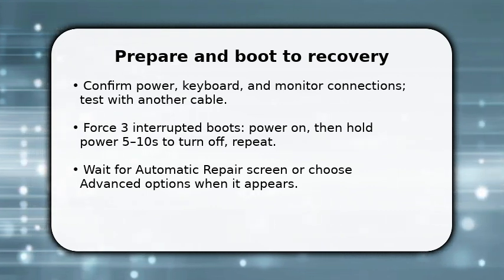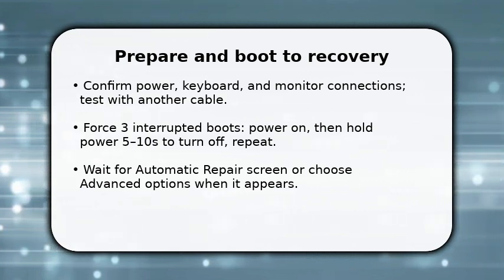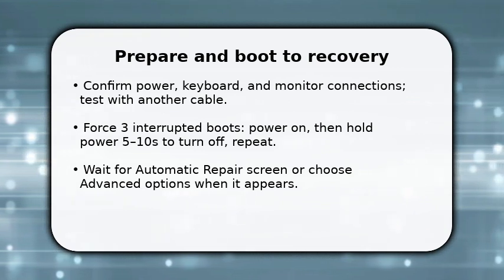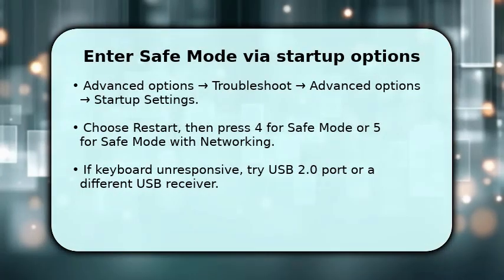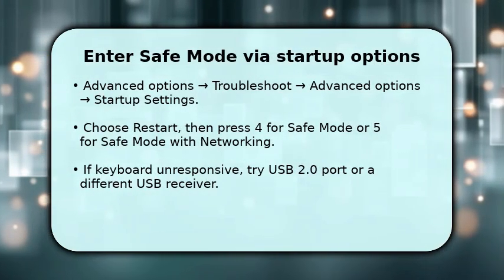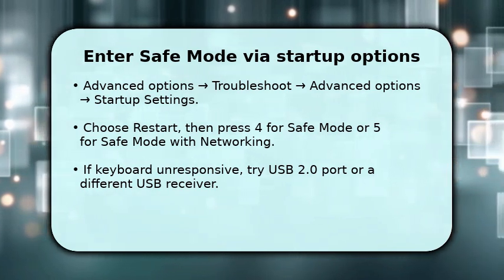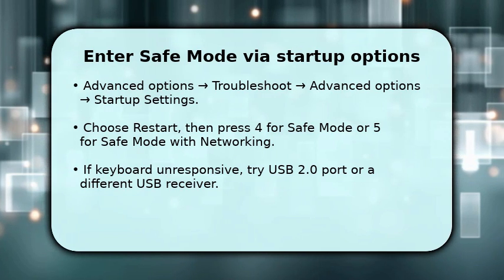When you see automatic repair or preparing automatic repair, select advanced options. You're initiating a safe environment, so Windows can adjust boot settings without relying on the broken GUI. From advanced options, choose troubleshoot, then advanced options and open startup settings. These controls let you change how Windows boots. Once you pick startup settings, click restart.